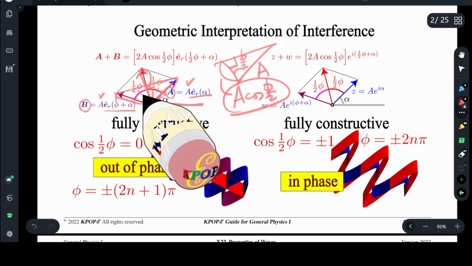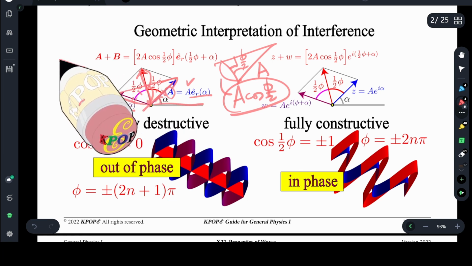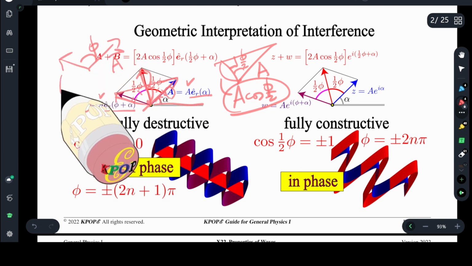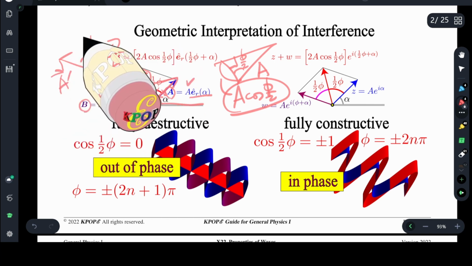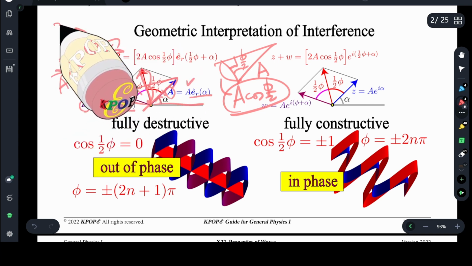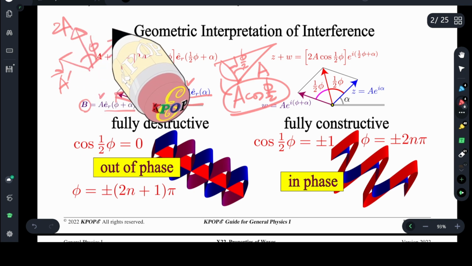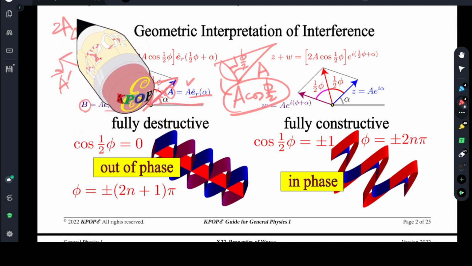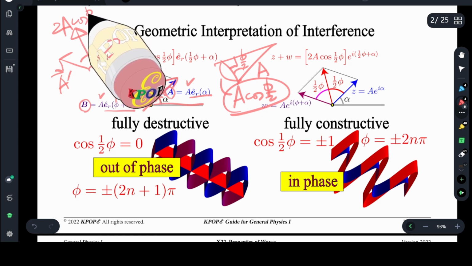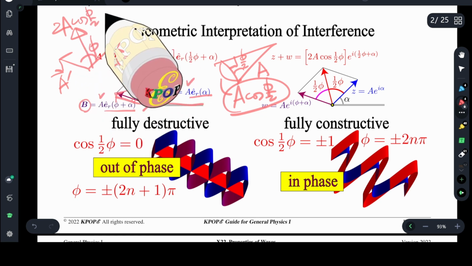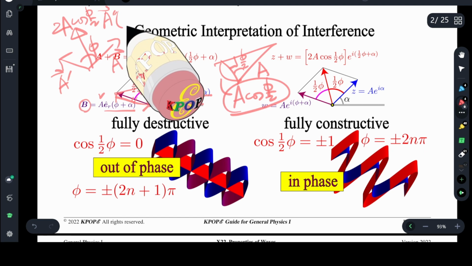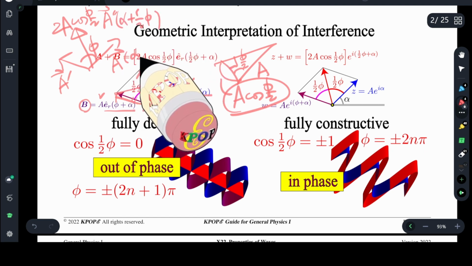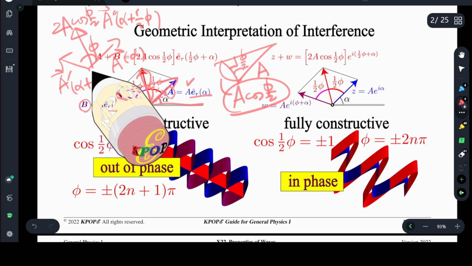resultant vector that makes angle phi. If there is angle phi, the same vector with the same magnitude, the resultant vector is 2 times A, where A is the magnitude of each vector, times cosine 1/2 of phi, and the direction is just alpha prime, that is alpha plus 1/2 of phi. This is alpha, and this is alpha plus phi.